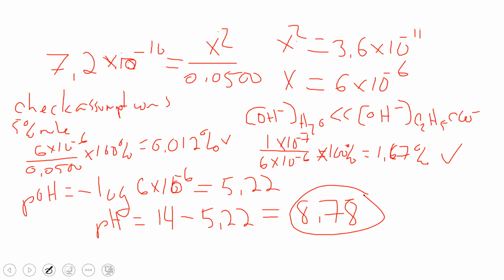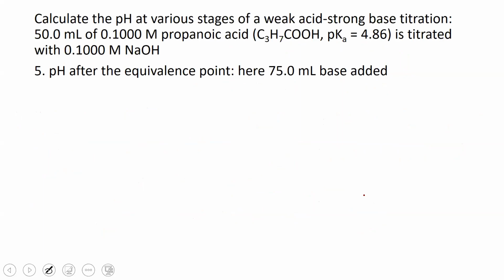All right. So we've got one more to do. And this one is just like the strong acid, strong base titration. We'll talk a little bit about why as well. So we're going to calculate the pH at the last stage for us, which is after we've added beyond the equivalence point. And so in this case, 75 mils of base will have been added.